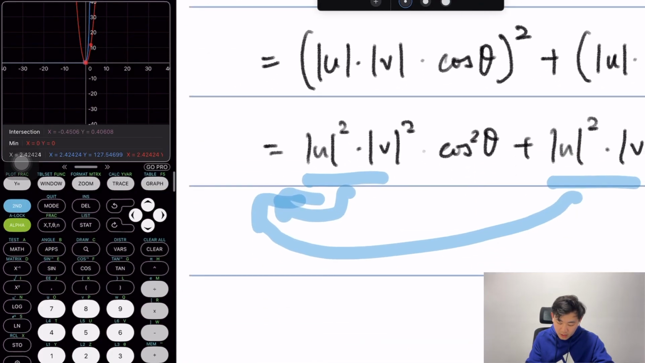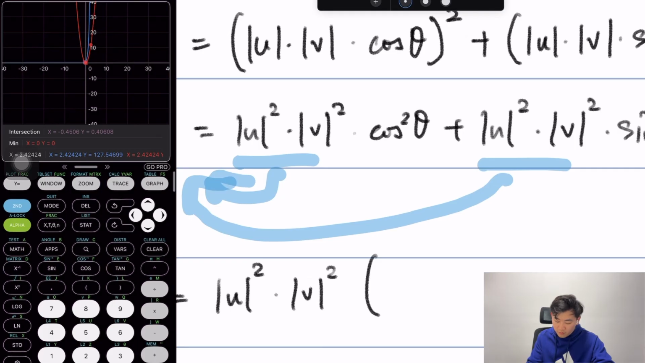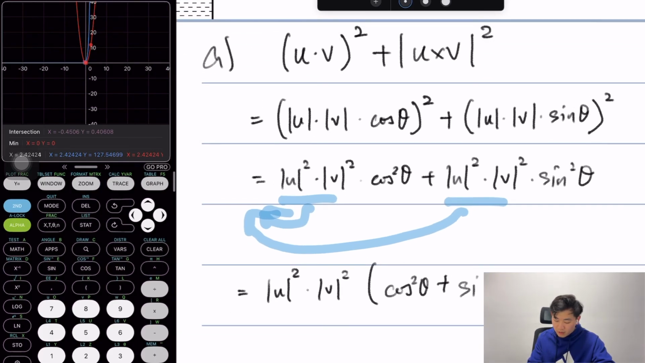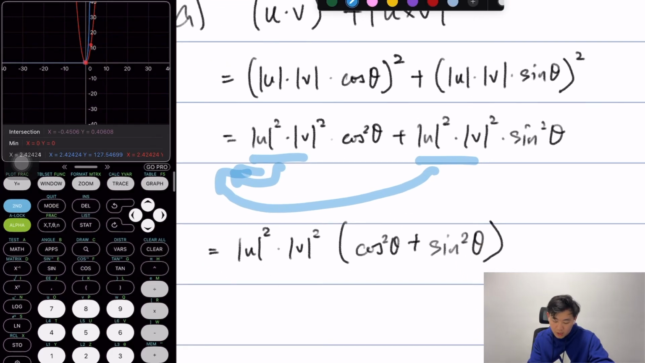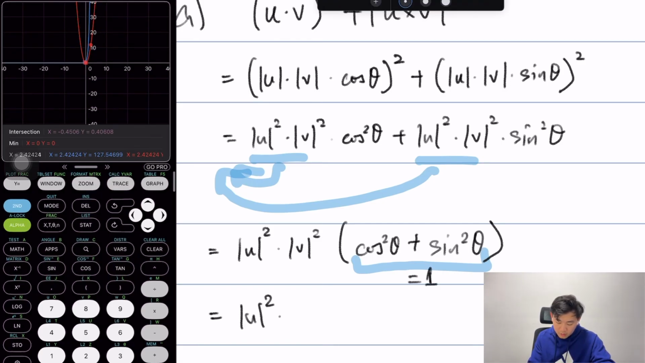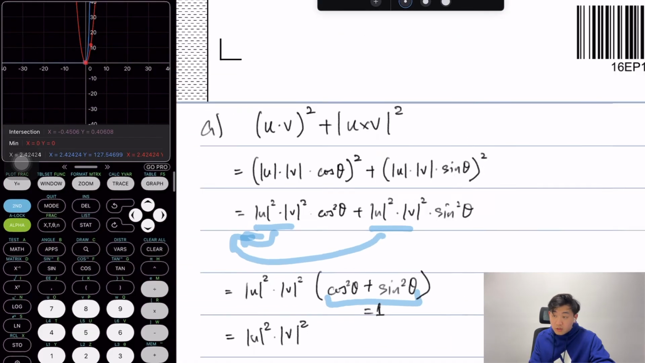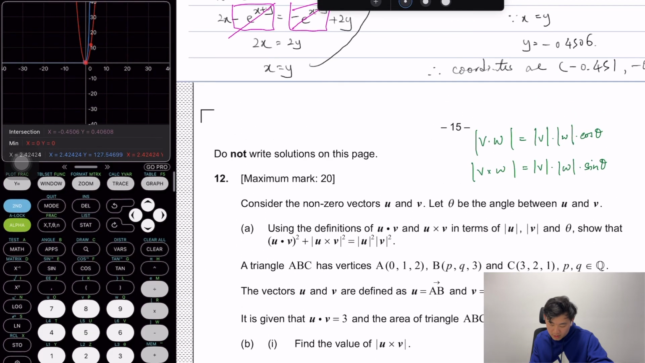Then you're going to have what? You're going to have absolute u square times absolute v square again, and then left over with the cosine square plus the what? Plus the sine square. With a little bit of the trig identities, you understand that this one equals 1. So which is equal to u squared times absolute v square, okay? So that's going to be the conclusion, all right?